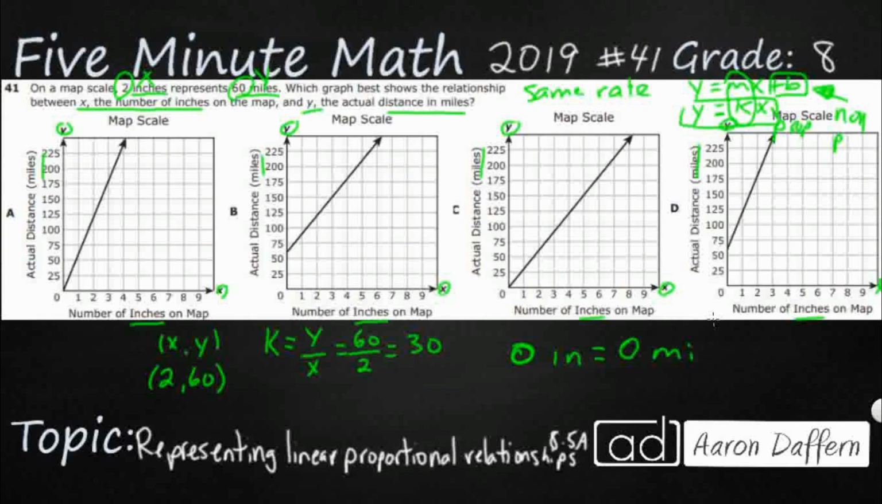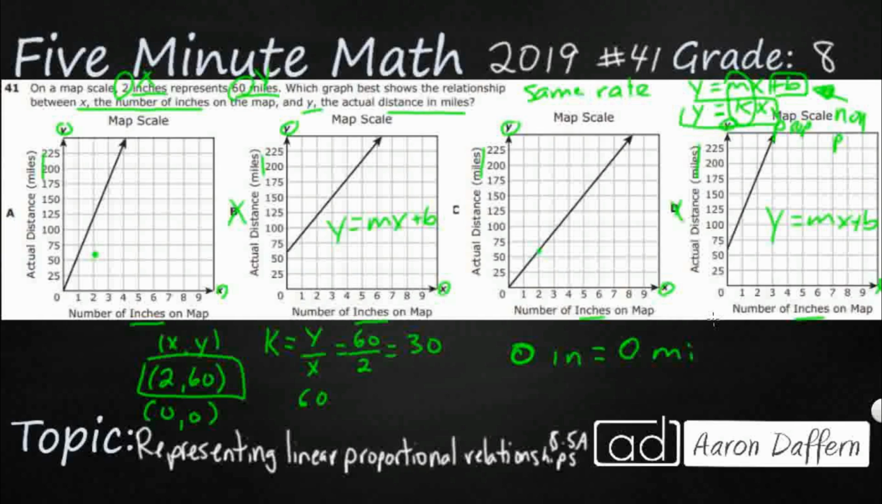We need to have (0, 0) as an option, and that's helpful because now we can get rid of B, we can get rid of D. Both of those are slope-intercept form, and we don't want those. So let's just graph the one point we do know, 2 and 60. I'm going to do it on A, 2 and 60. Looks like it's right about there. It's not going to work. Let's check my C. 2 and 60 looks right about there.